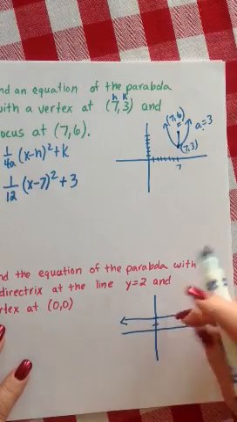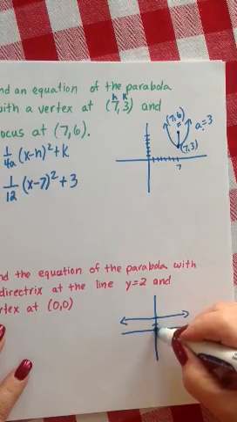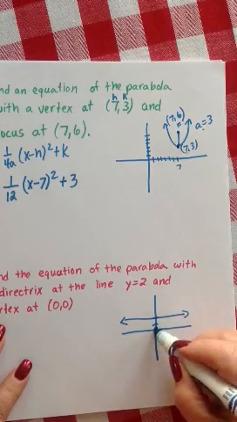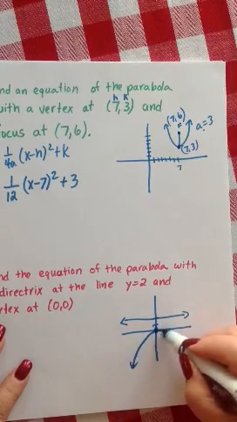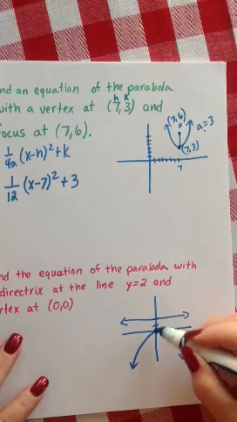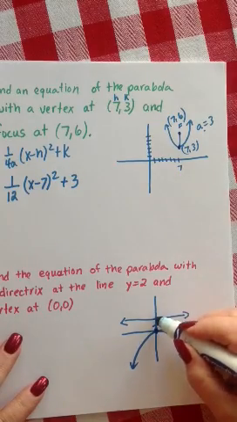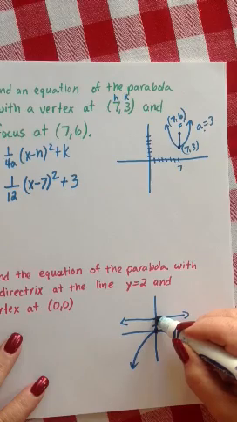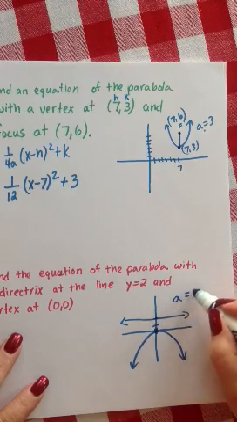So that's the directrix, and the vertex is here. In this case, this parabola must open downward because the parabola never touches the directrix, okay? And the distance between the vertex and the directrix is also a. So in this problem, a is 2.